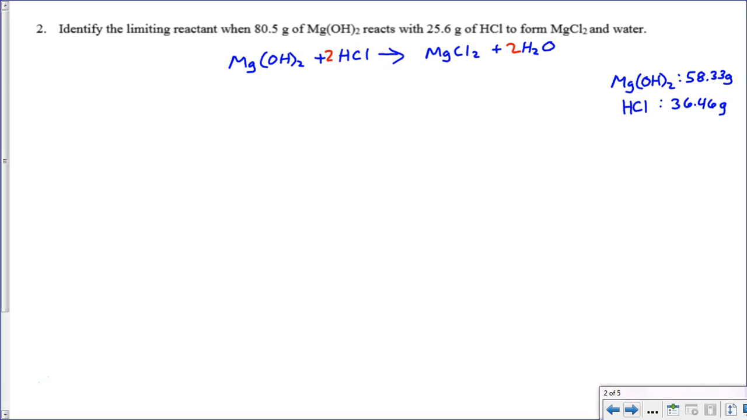So we start with 80.5 grams of Mg(OH)2. Then we need to go from grams to moles, so we're going to use that molar mass. We know that there are 58.33 grams of Mg(OH)2 in 1 mole of Mg(OH)2.